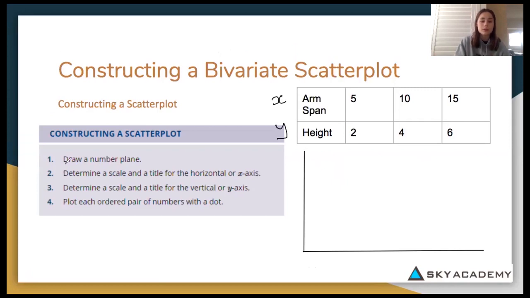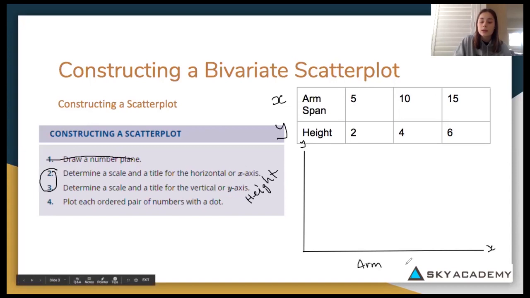Once we've drawn the number plane with x and y, we can go and determine a scale and a title for the horizontal axis and do the same for the y-axis. I'm going to do those two steps together. I'm going to quickly write on my title for the y-axis, which I know to be height because they give it to us, and for the x-axis it's going to be arm span.